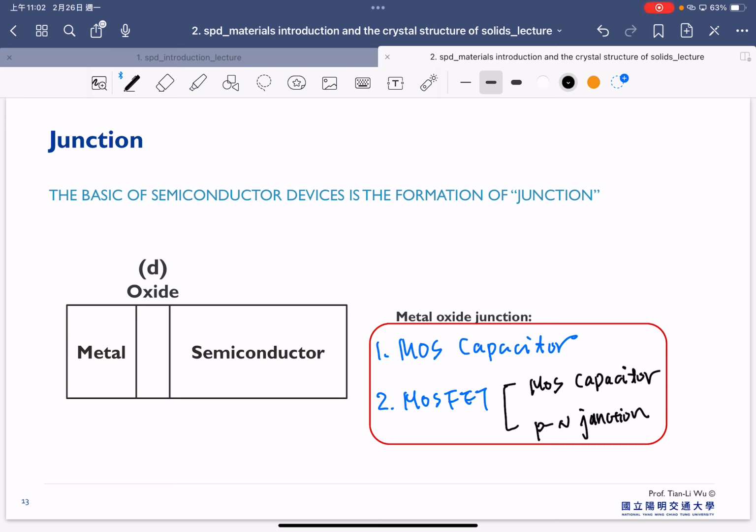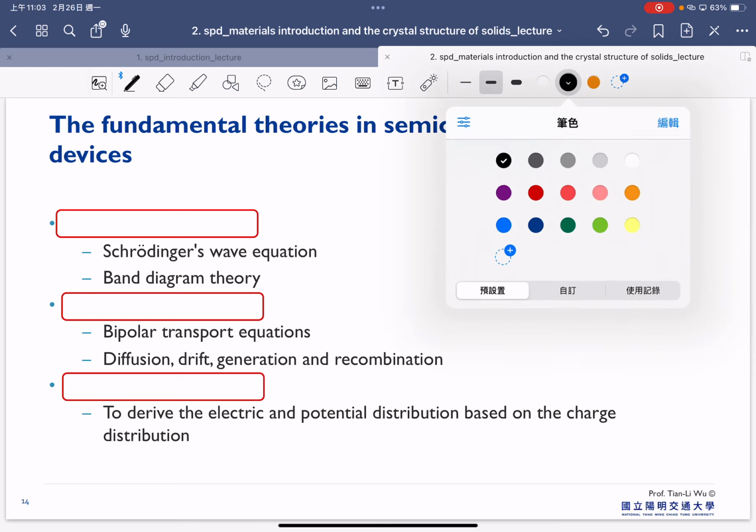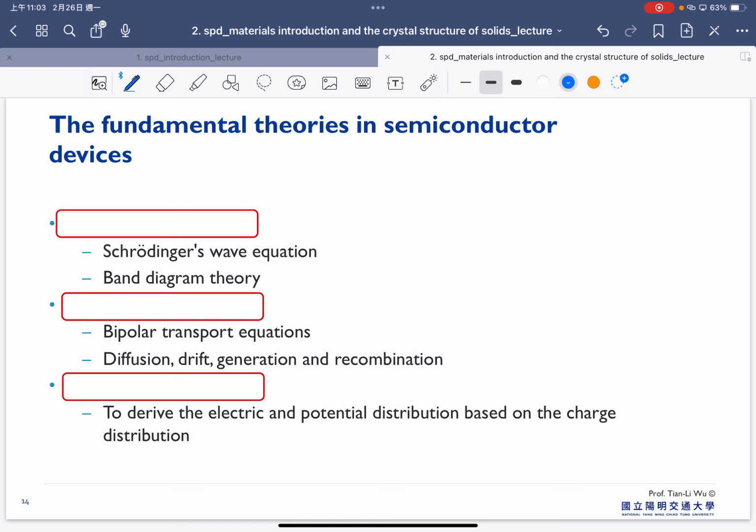Okay, so now we finish the introduction to the junction, and in future classes we will start to discuss each junction case. Before we continue to understand the semiconductor device, there are several fundamental theories that can help us understand the physics inside. The first one is well known. That's what we call quantum mechanics.